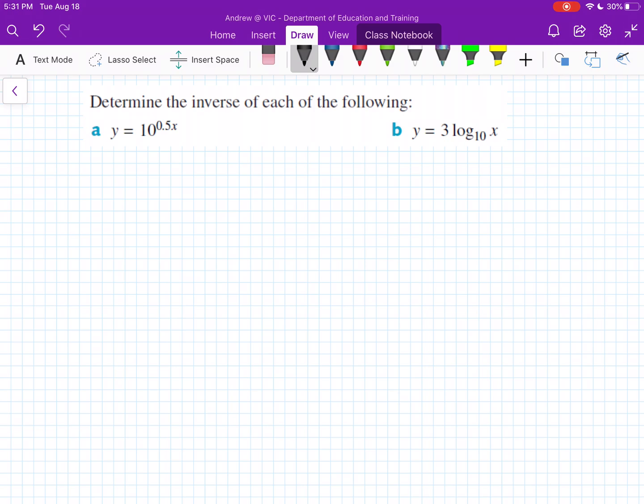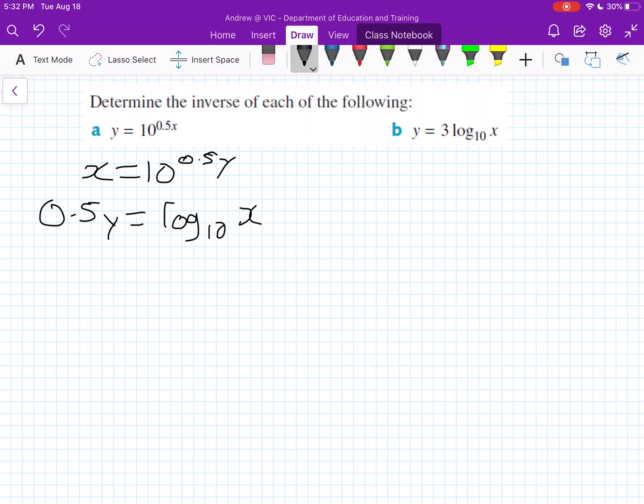So first we're going to do a, and we're going to swap x and y. So we've got x is equal to 10 to the power of 0.5y. Now that we have it in this format, we can convert it into a logarithm. Hopefully you remember doing this already, but this makes it 0.5y is equal to log 10x. So now once we do this, we need y by itself.